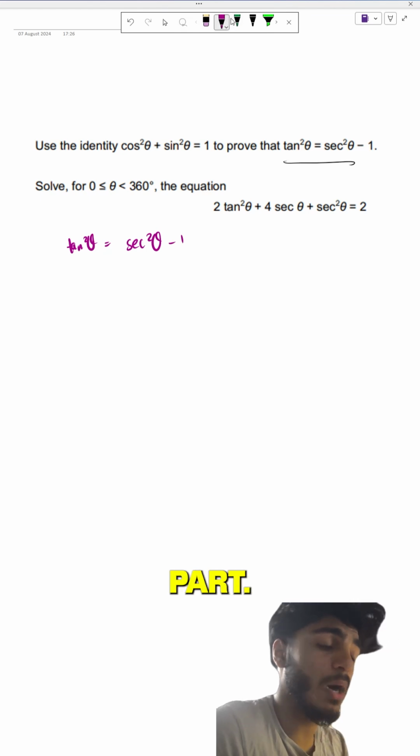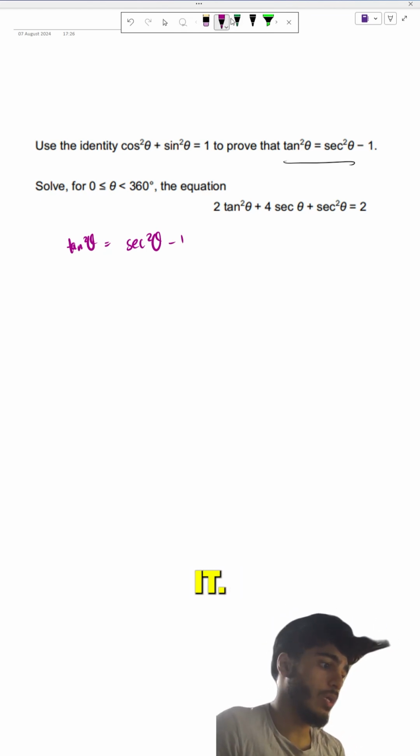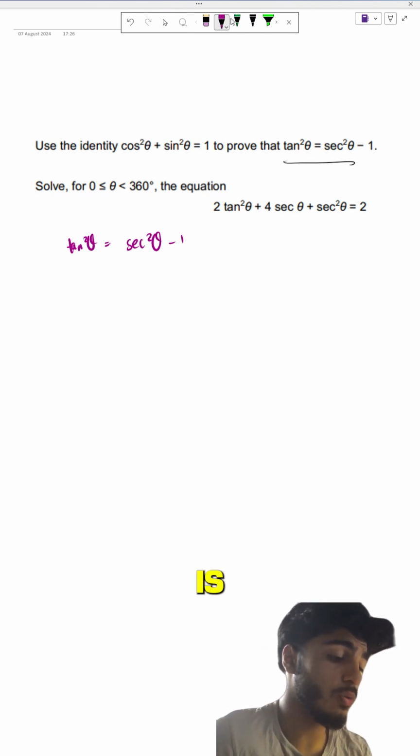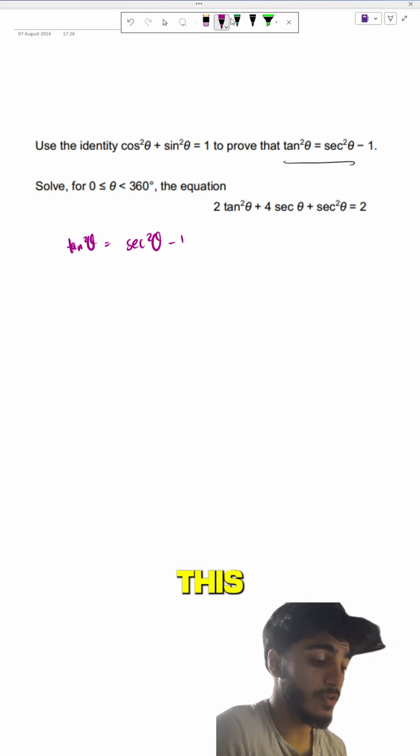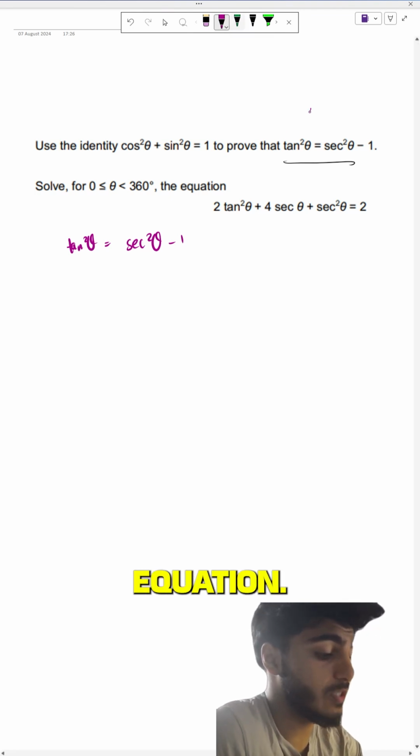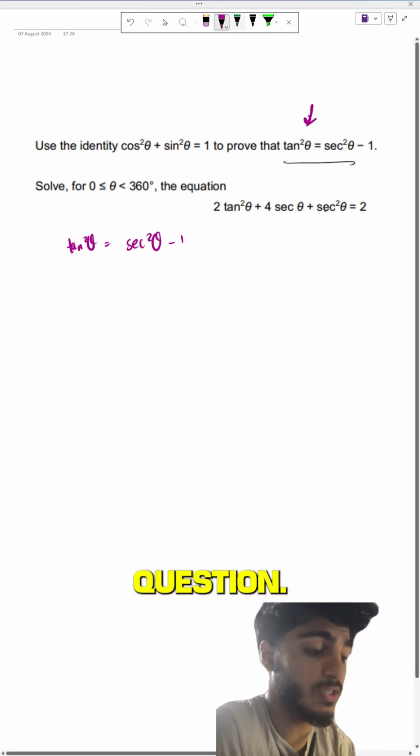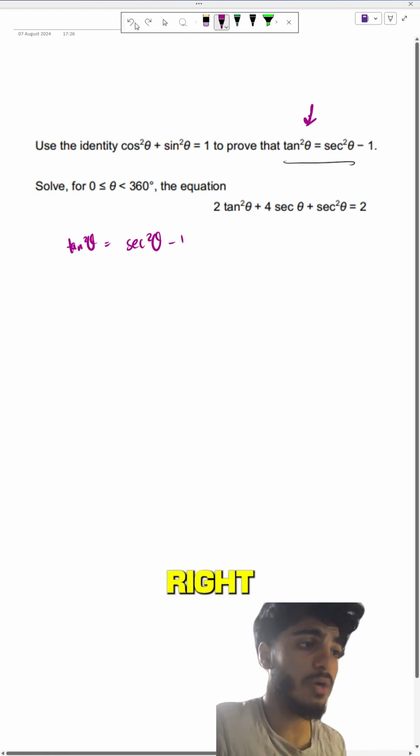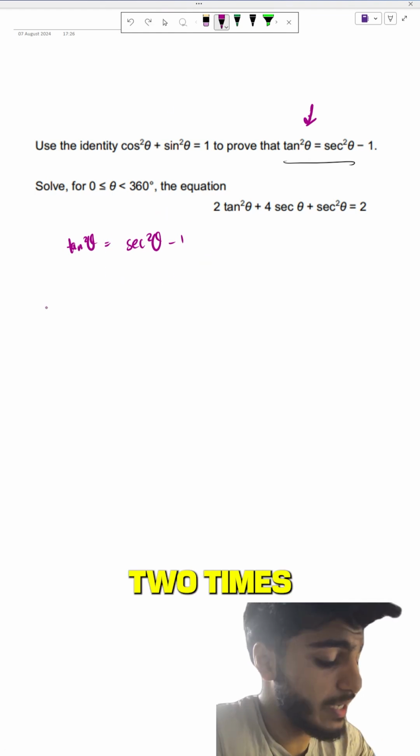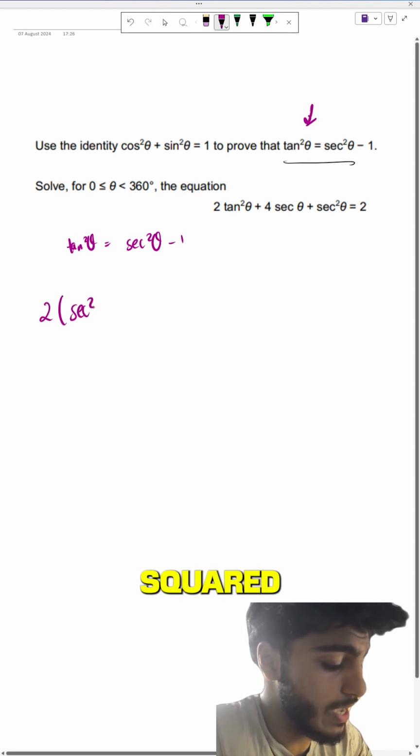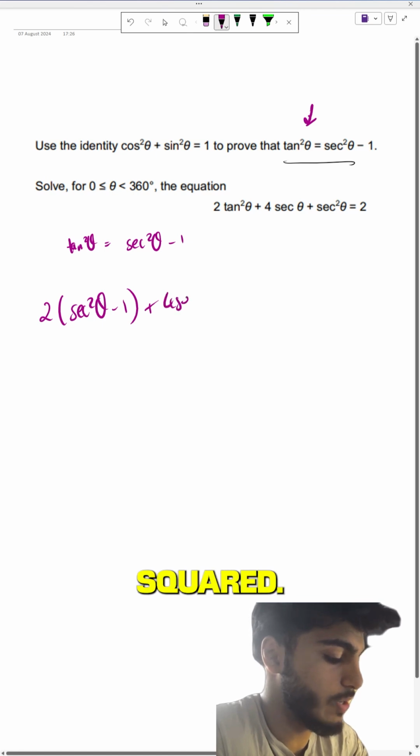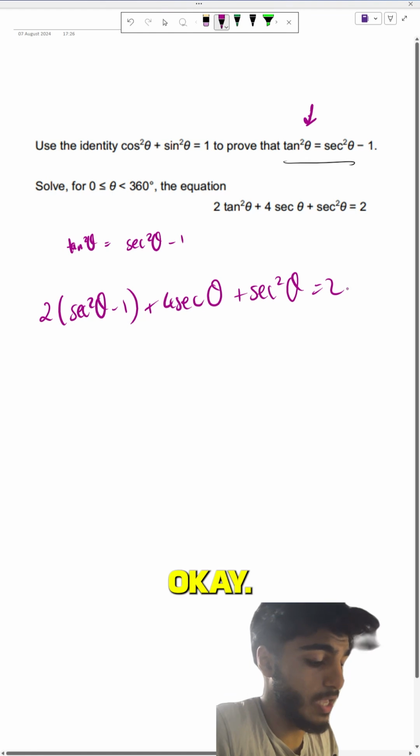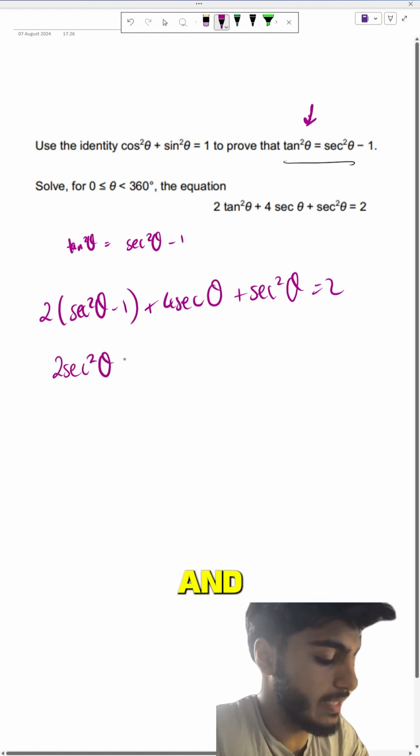A lot of the time, part A isn't just useless; they make you do it so you can use it for the next part. It says solve for 0 less than theta less than 360 for this equation. We've been given this previous equation, and I'm going to try to use it within the next question. I've got a tan theta here, and the rest are sec. So my first instinct is to just substitute this in. 2 times sec squared theta minus 1 plus 4 sec theta plus sec squared theta is equal to 2. Then I'm just going to expand this out and simplify.